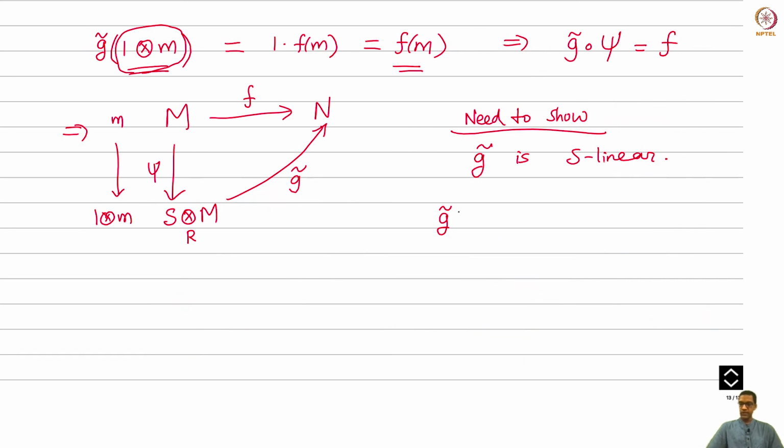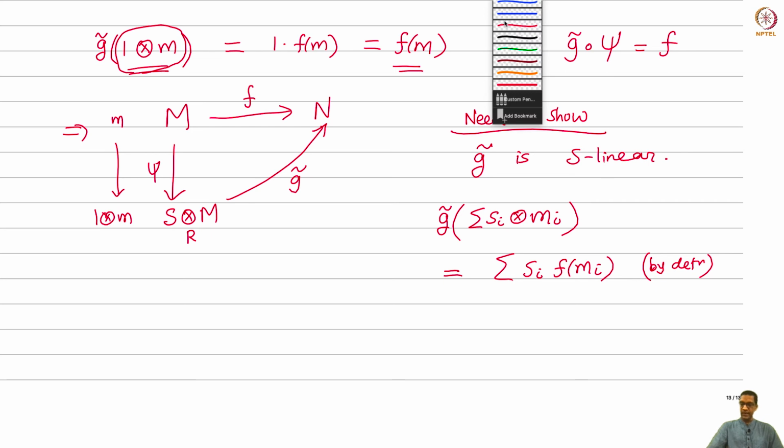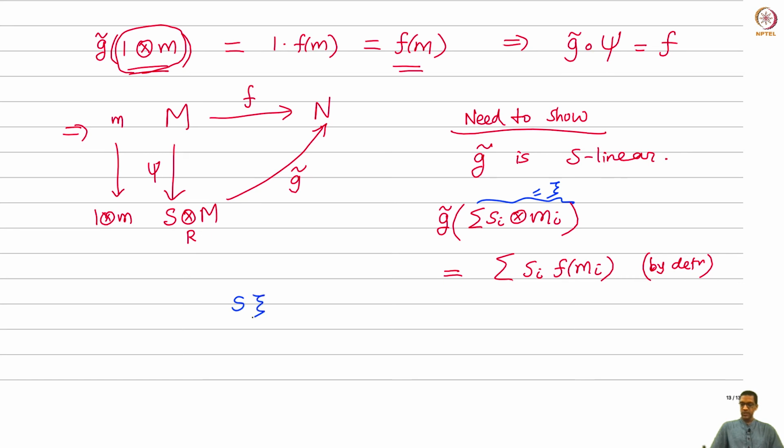Okay. So now observe how G tilde acts on the summation of S_i tensor M_i. By definition it is the summation of S_i F of M_i. This is how it is defined. So this is by definition of G tilde. Now let's check what happens if you multiply this by an S. So this is my element x_i. If I multiply this by S, what is G tilde on S x_i? The question is, can I pull the S out? By definition this is the summation of S S_i F of M_i.